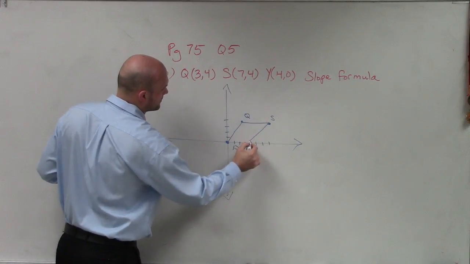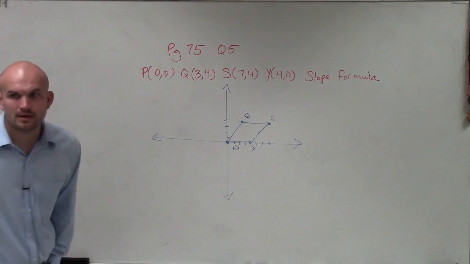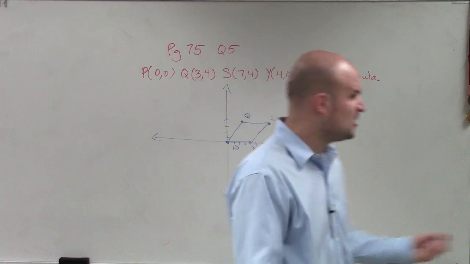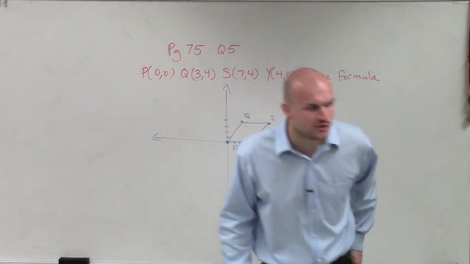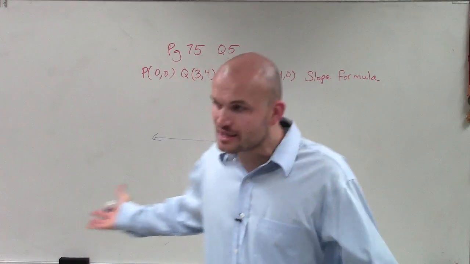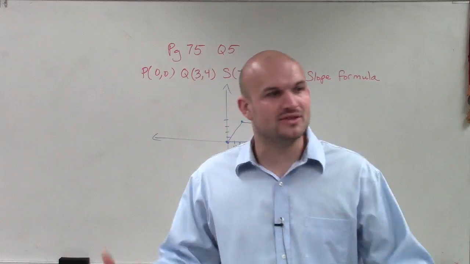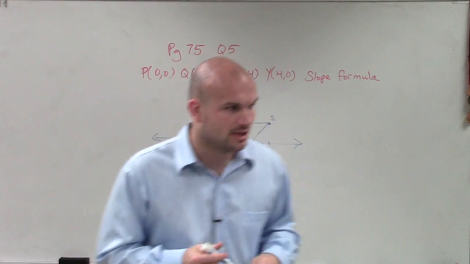Now, we have a parallelogram that looks like that. All right? And if you guys remember, there's a couple characteristics of a parallelogram. But the worst mistake that you want to make is to say, oh, yeah, that's a parallelogram. And I'd say, why is it a parallelogram? Because it looks like a parallelogram. All right? We're better than that in this class. We have to make sure we can justify why it's a parallelogram.